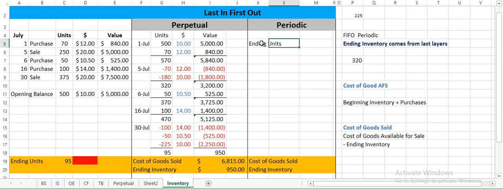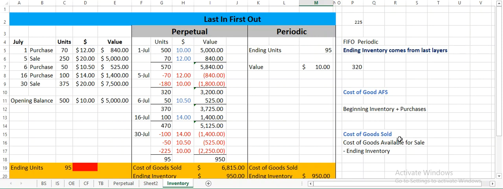So our ending units actually is 95 units still. And so this 95 units, we start from this layer here and go down. So this, the opening balance, then going down. Opening inventory balance is 500 units. We definitely didn't use all of the 500 units because we have 95 left. And so the value that we need to place per unit is the value assigned to this 500, which is the $10. So the value per unit is going to be $10. To calculate our ending inventory, we take 95 times $10, which gives us $950. Same as with the perpetual system, we have the same $950.